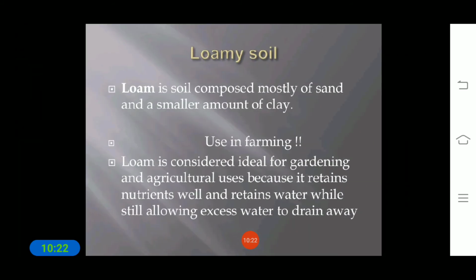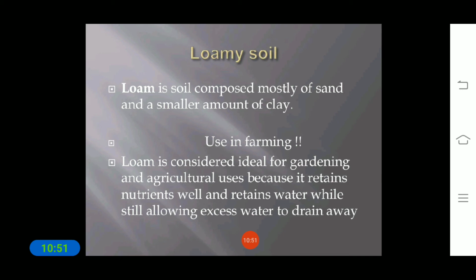Next is loamy soil. Loam is a soil composed mostly of sand and a smaller amount of clay. It is a mixture of sand and clay. So this type of soil is used in farming.